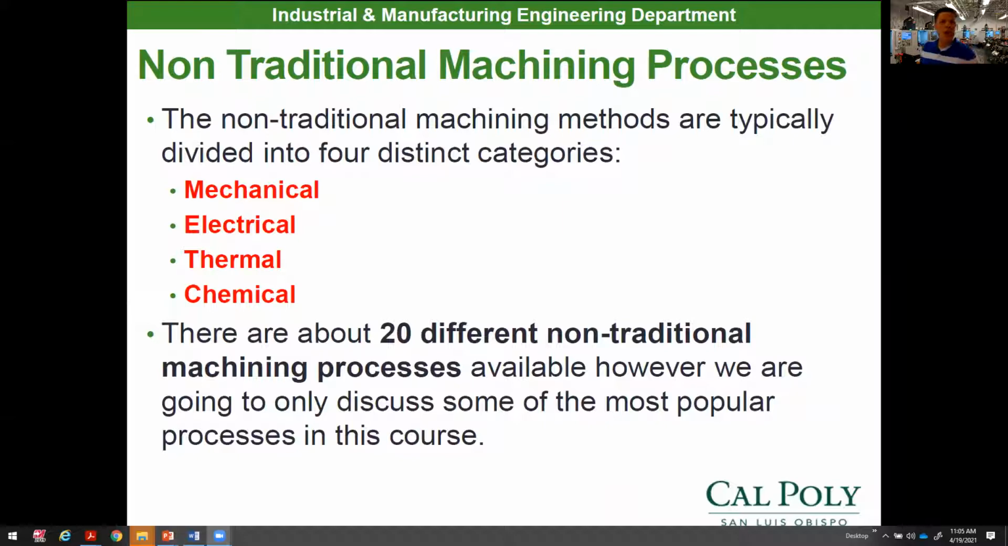Now there are about 20 different non-traditional machining processes out there. We're going to cover the 7 most popular ones that are used the most. So we're just going to cover a little under half of them.